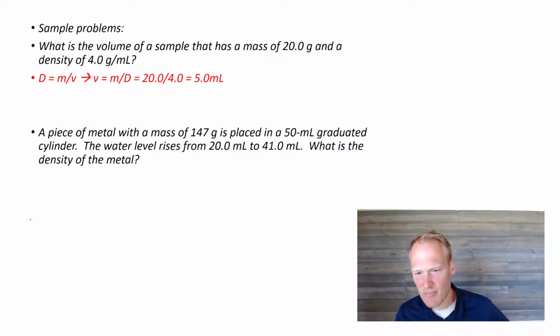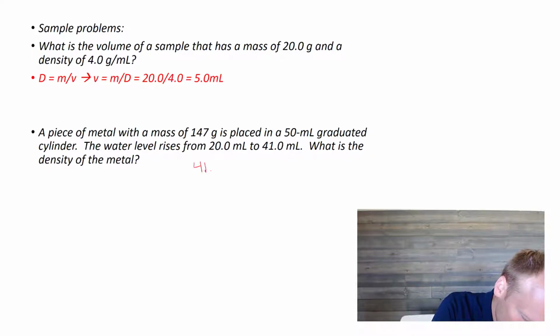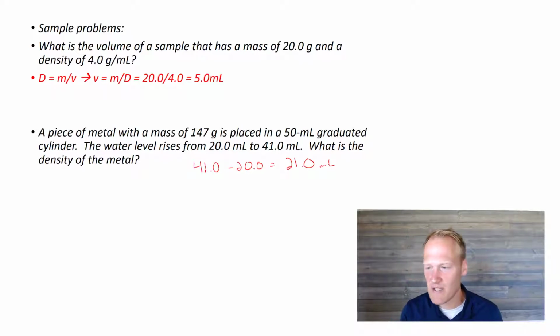Here's another example. A piece of metal with a mass of 147 grams is placed in a 50 milliliter graduated cylinder. The water level rises from 20 to 41. What is the density of the metal? So there's something going on here called the water displacement method, which we'll do in lab. The idea is that if we put a volume of water in a graduated cylinder and then it rises, however much it rises, that's the volume of the object that we put in it. So in this case, if we took 41.0 minus 20.0, that would tell us that we have 21 milliliters. That's the volume of this piece of metal.